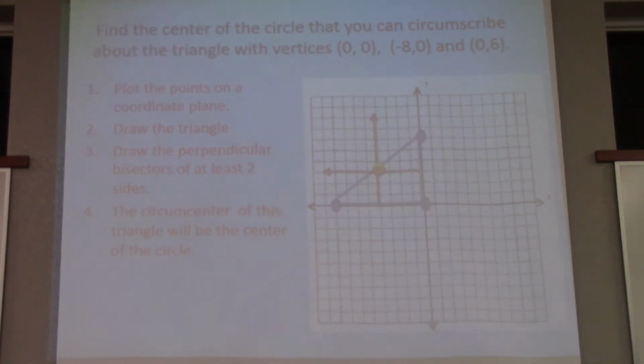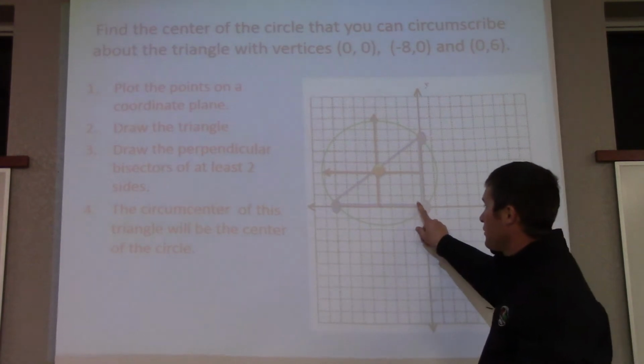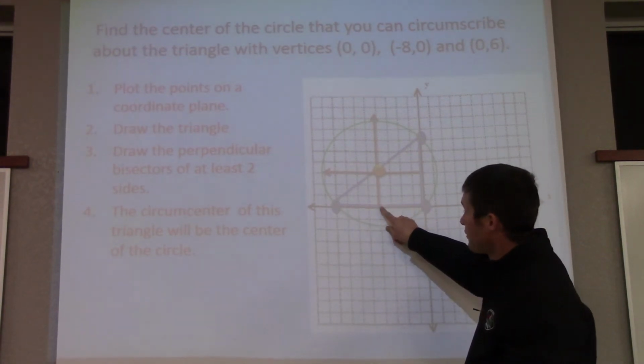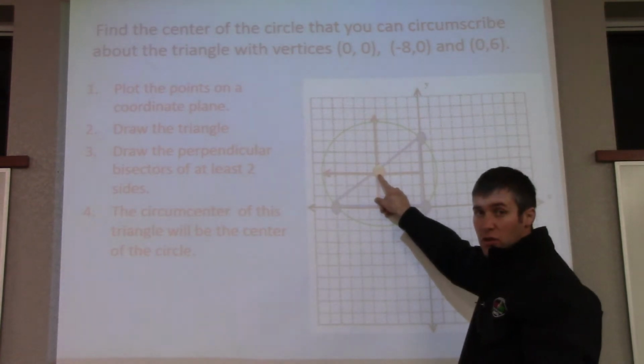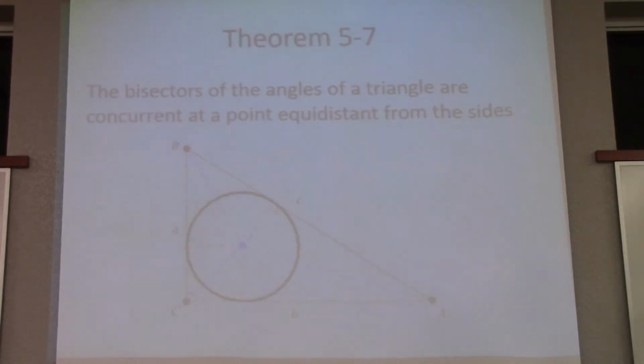So we would draw that circle on it, so the circle that I kind of just drew, and then we identify the center. The center is, if you look at it, it's over 1, 2, 3, 4, so negative 4, and then up 1, 2, 3. So the center of that circle would be (-4, 3).